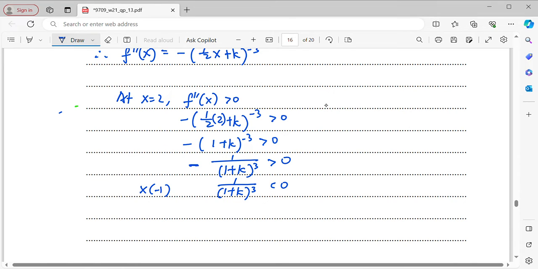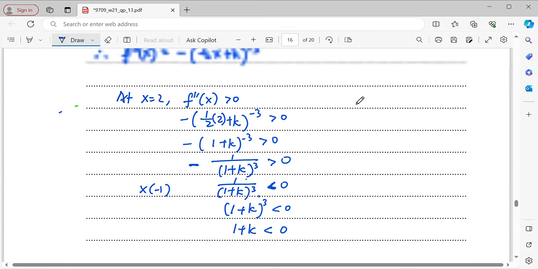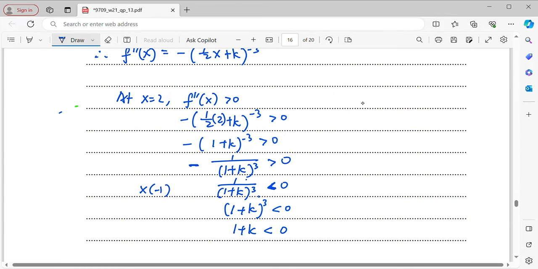Okay, so in order to get less than 0, since my numerator is 1, which is positive, that means my denominator must be less than 0. So that the whole value will be less than 0. So 1 plus k to the power of 3 must be less than 0, must be a negative value. So therefore, 1 plus k will be less than 0. You move the cube to the other side becomes 1 over a cube root. Cube root of 0 is 0. That means my k is going to be less than minus 1. So that is my k value.